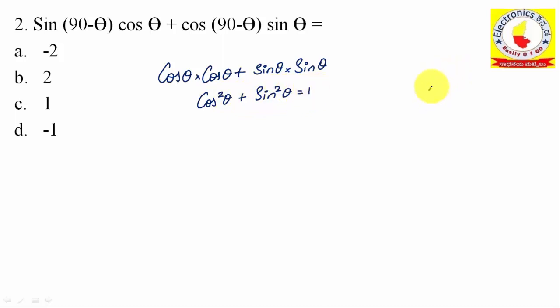Similarly, you should have an idea that secant square theta minus tan square theta is equals to 1. And also cosecant square theta minus cot square theta is equals to 1.